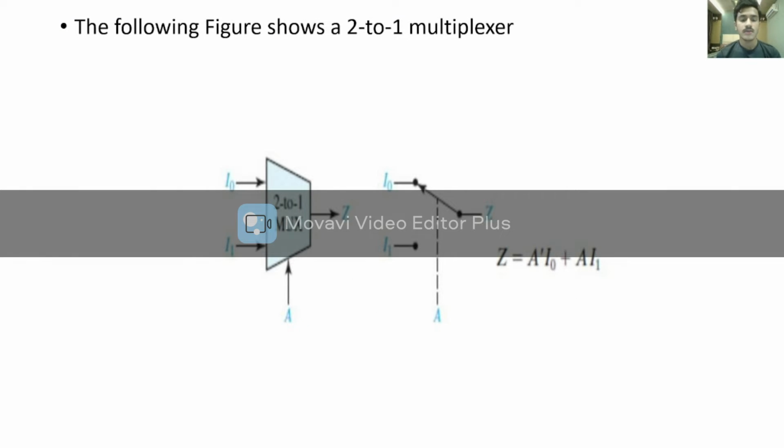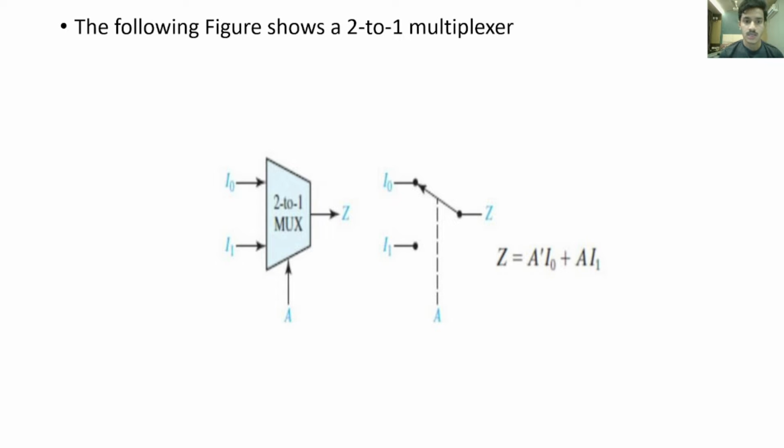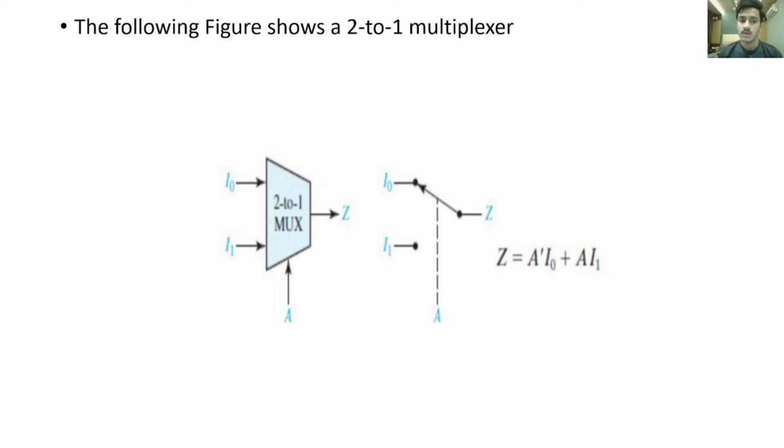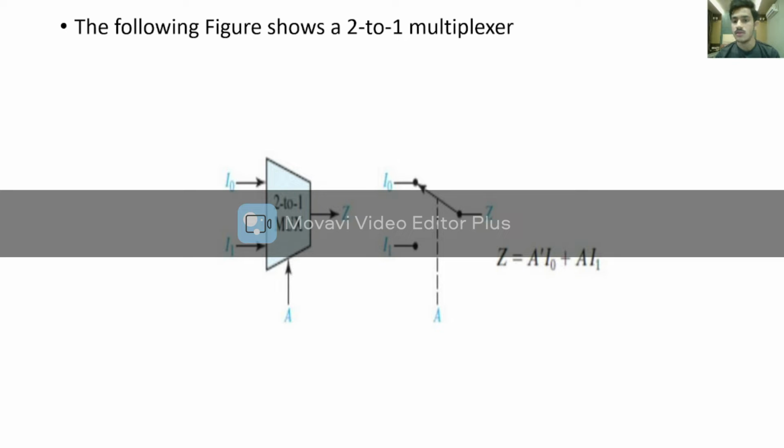The following figure shows a block diagram of a 2:1 mux. Here, I0 and I1 are the data lines. A is the control input and Z is the output. When A is 0, I0 will be active and the output shows 0. When A is 1, I1 is active and the output shows 1. The equation of a 2:1 mux can be written as Z equals A bar I0 plus A I1.